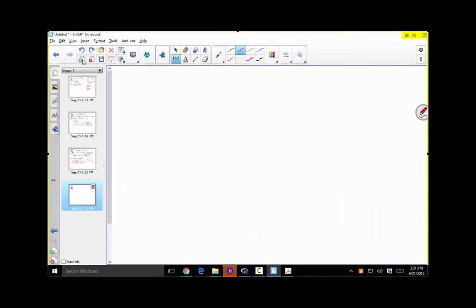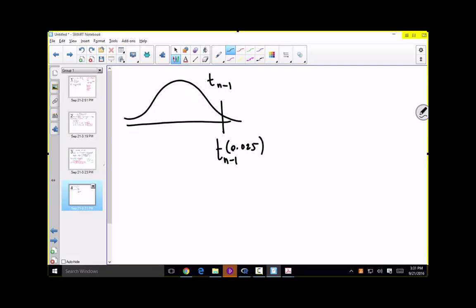If you come to the t distribution, let's say this is t with n minus 1 degrees of freedom. Here would be the t_{n-1}(0.025). For the 95% confidence interval, you would take alpha, 0.05, and divide it by 2, and you'd go find the t value that puts that much to its right. Same thing as the 97.5th percentile of that distribution.